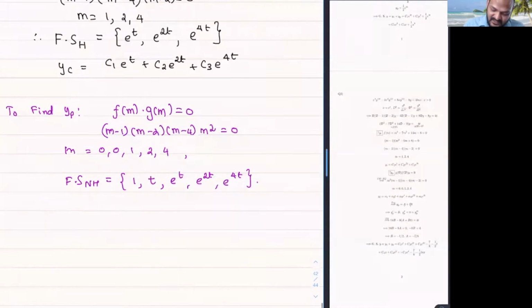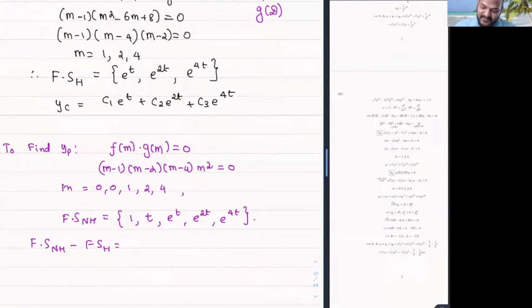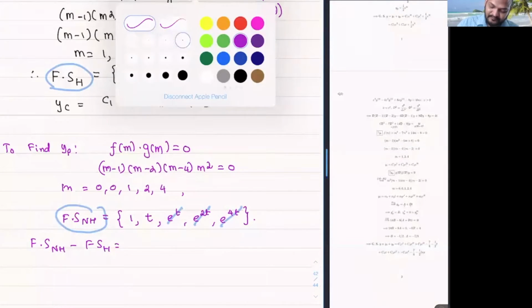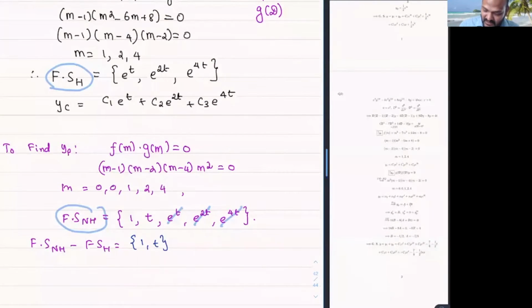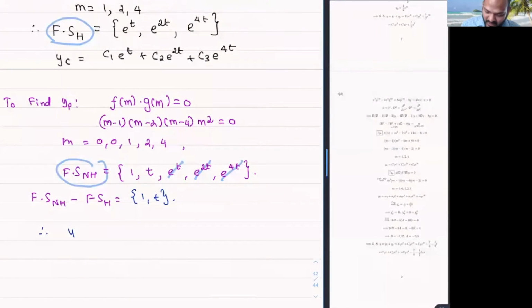So if I do the f as nh minus f as h, and basically subtract this from this, you see that this will go away, that will go away, and that will go away. So that set is going to be 1 comma t. Therefore, yp would be some constant, I'm going to go with alpha times the first one plus another constant times the second function. So we are going to have alpha plus beta t.